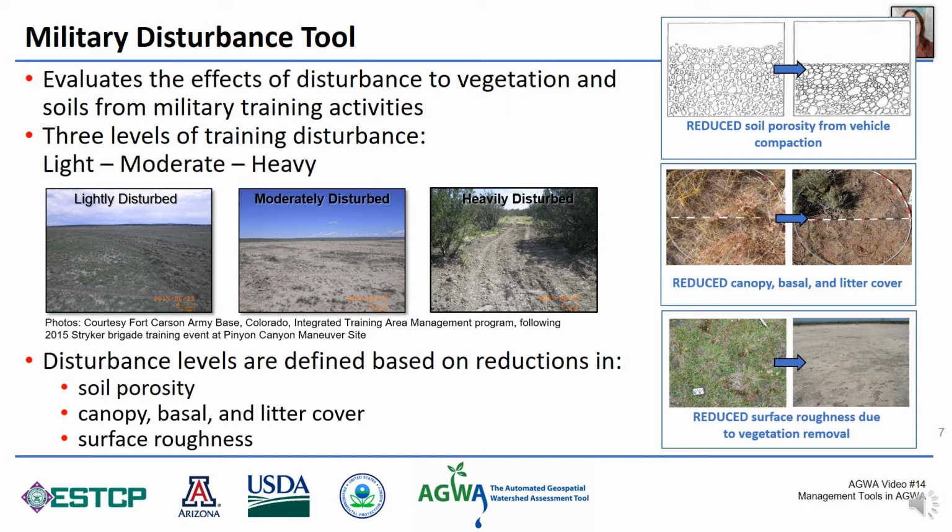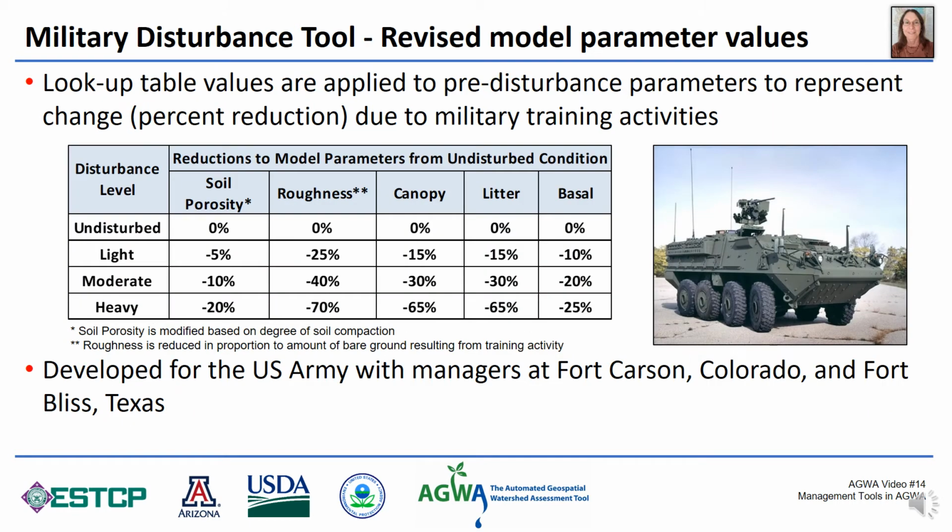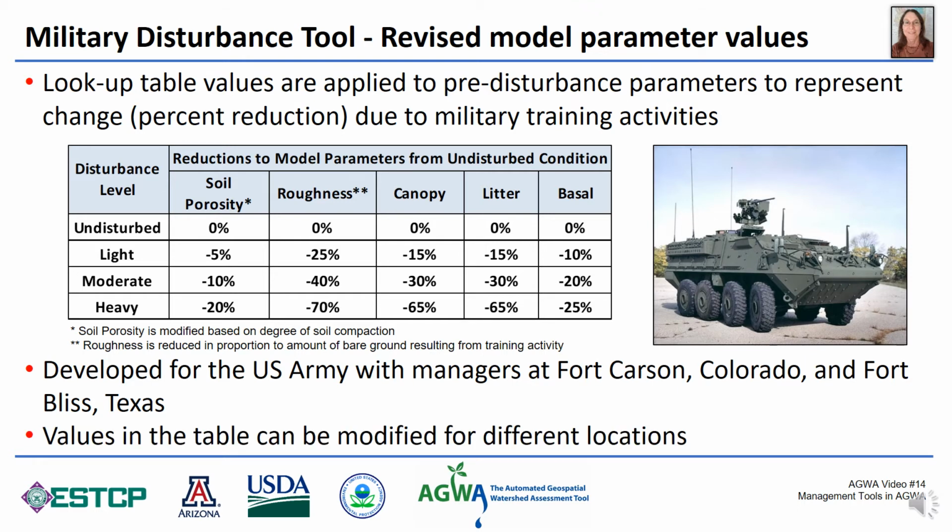The military disturbance tool can be used to evaluate potential changes to runoff and erosion due to a particular type of military training event and can help with management of an area. The model parameters that are revised in the tool are in a lookup table that was developed for the Army with the help from land managers at Fort Carson, Colorado, and Fort Bliss, Texas. The values in the lookup table can be modified for different locations.